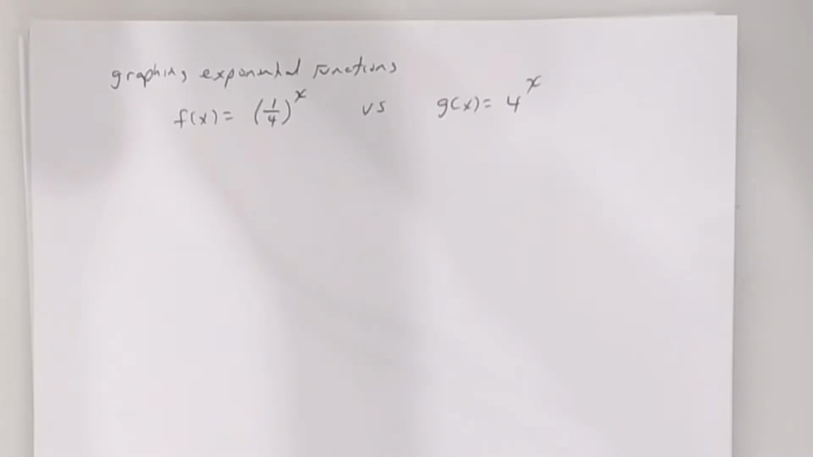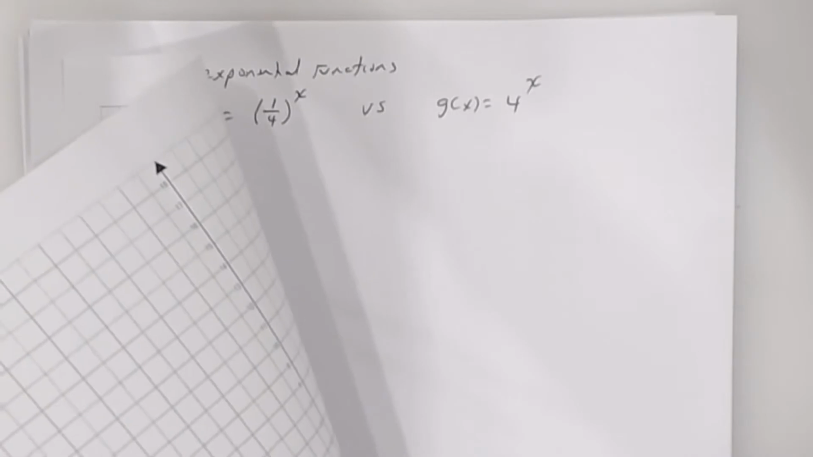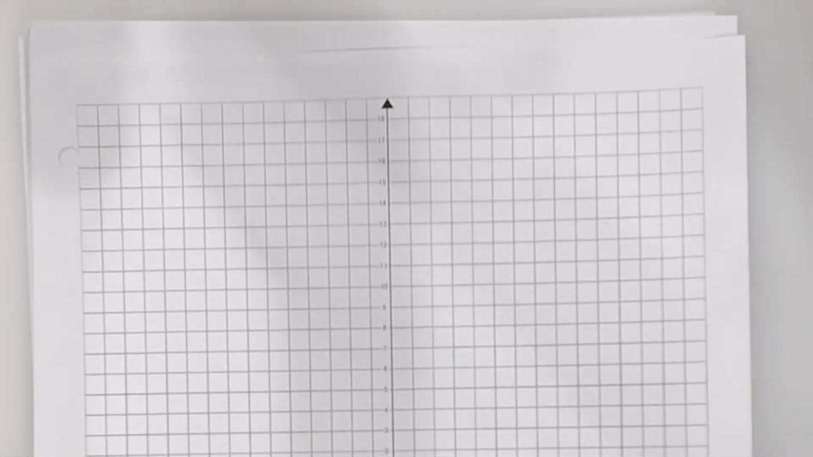So you're going to notice that when we graph these, the idea that the base is proper versus improper has something to do with what your function looks like. All right. So let's do the 4 to the x first. So let's graph g of x. I'm going to use the bigger one, because these numbers for g of x will be big.